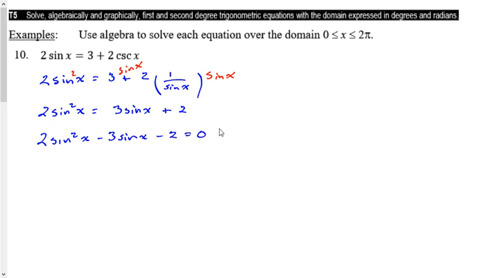And this is a good point for me to stop and give you some time to review solving equations. So this would be like a 7.2 question. So I'll give you some time on that one.